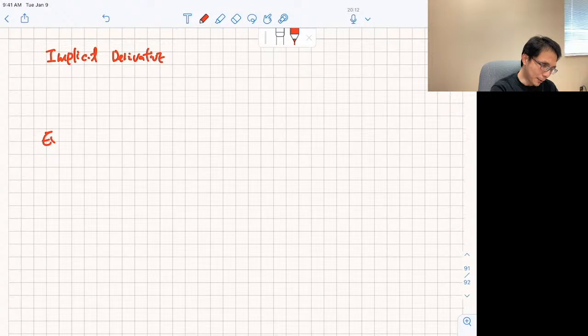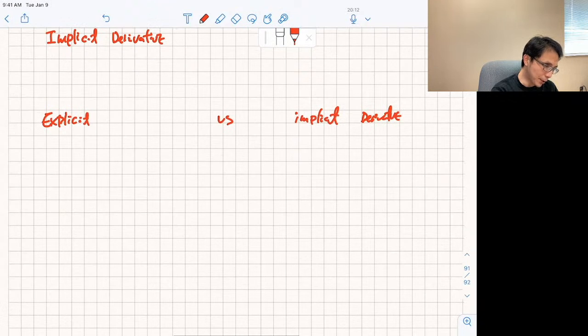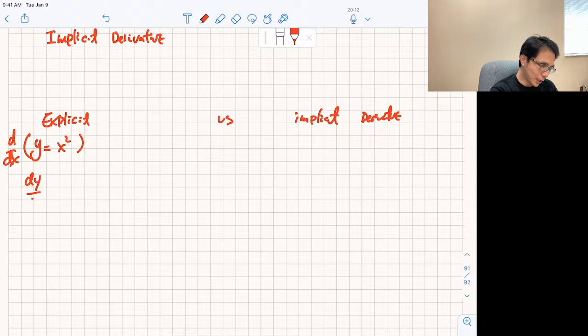So explicit versus implicit. The whole time that we've been doing so far, it's always been an explicit derivative. For example, we always have y equal to something. All the equations we did were always y equal to x squared, and then we take a derivative of this, dy dx equal to 2x. And that's it. The problem always has y equal to.